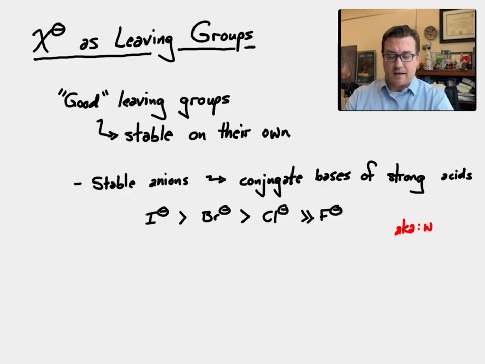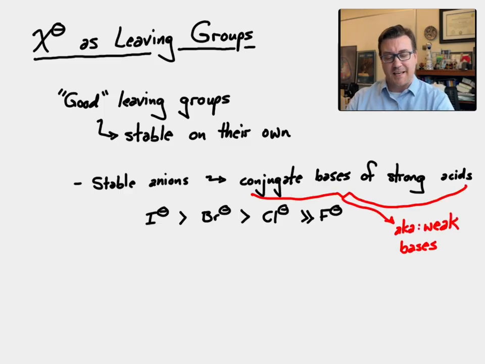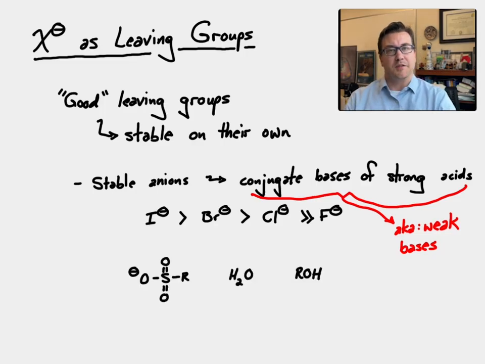Another way of thinking about this is that you can view these as weak bases if you prefer. There are some other molecules that we can think about as being stabilized. In this sulfonate anion, this oxygen has the ability to resonate with the other oxygen atoms on this molecule, making it a really good leaving group. We'll look at that in a couple chapters. Another molecule that is typically a good leaving group is water, or an alcohol like methanol or ethanol. These ones are a little bit less intuitive.